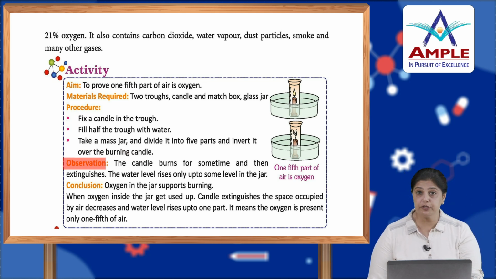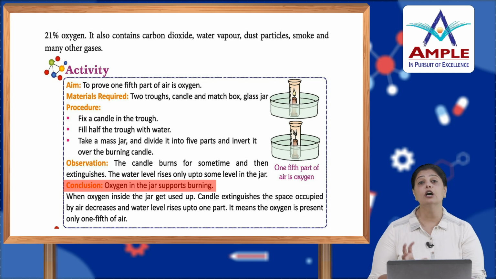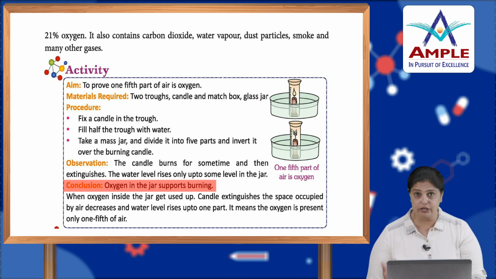Your observation will be that the candle burns for some time and then extinguishes. The water level rises only up to some level in the jar. So the conclusion is that oxygen in the jar supports burning. It means for a candle to burn, you require air or oxygen.